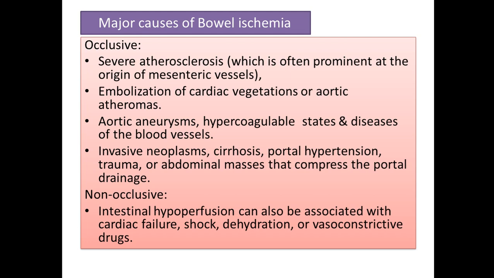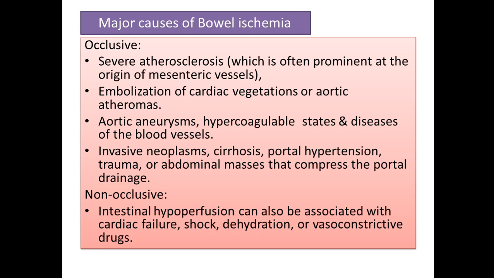Tumors, if they are present, can compress the blood vessels of the intestinal arteries and veins, and can lead to ischemia and infarction. And the same is true about portal hypertension, in which the pressure in the portal circulation is increased. Trauma and abdominal masses, for example, carcinoma of the head of the pancreas, if it is present in the abdomen, will compress the portal drainage and can lead to intestinal ischemia and infarction.